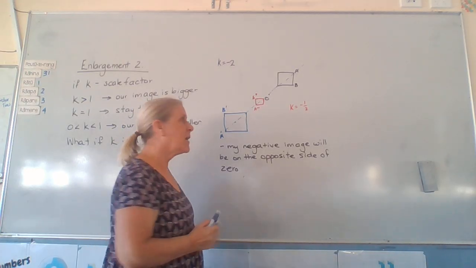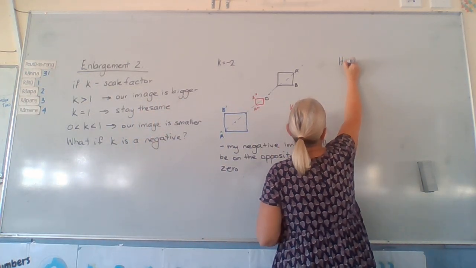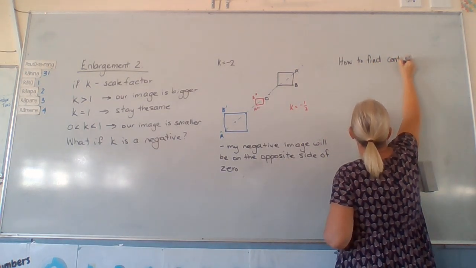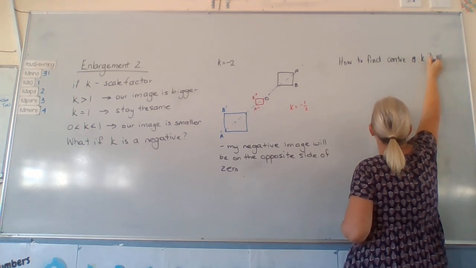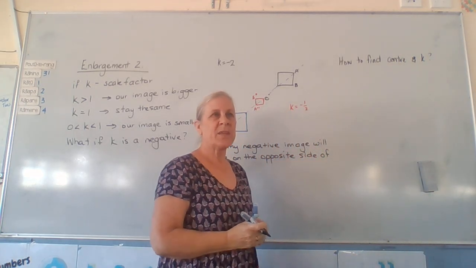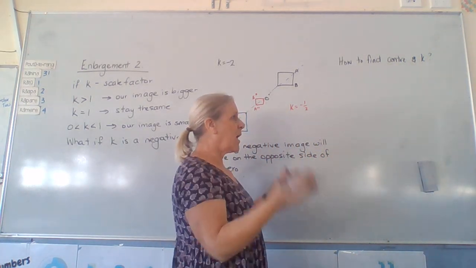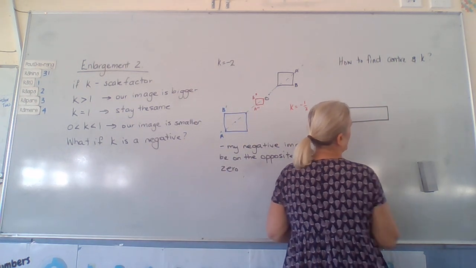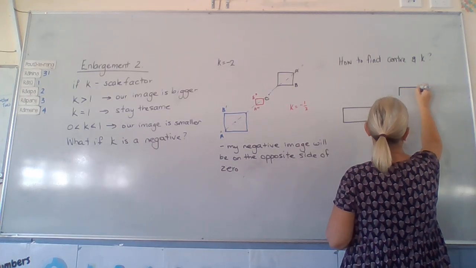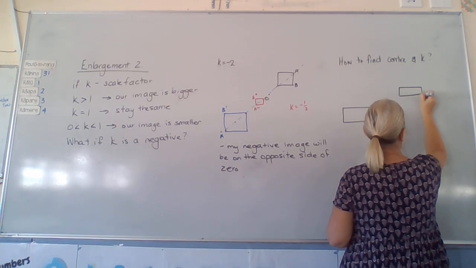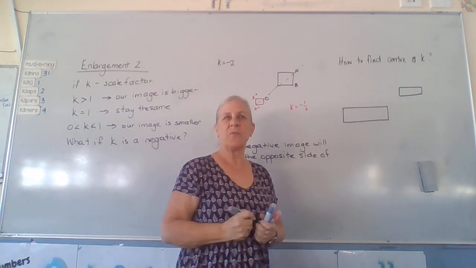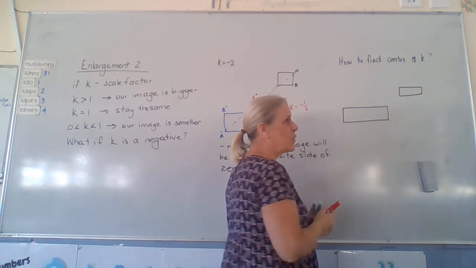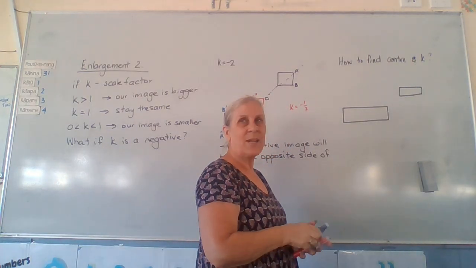The second part is how to find the centre and the scale factor. If just randomly I've got a rectangle here and a proportionally correct rectangle here, what do I need to know before I can do anything else? William? Which one's the image would be really good, and which points are related.